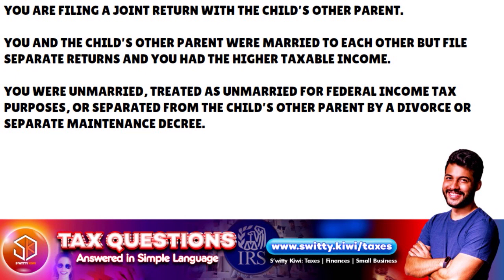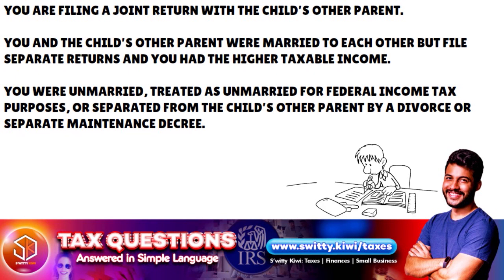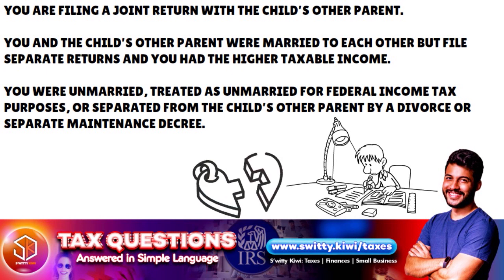Or you are unmarried, treated as unmarried for federal income tax purposes, or separated from the child's other parent by a divorce or separate maintenance decree. The child must have lived with you for most of the year, so you were the custodial parent. If you were the custodial parent and you were remarried, you can make the election on a joint return with your new spouse.